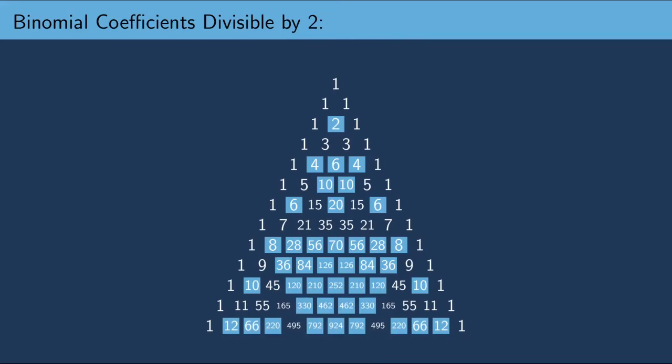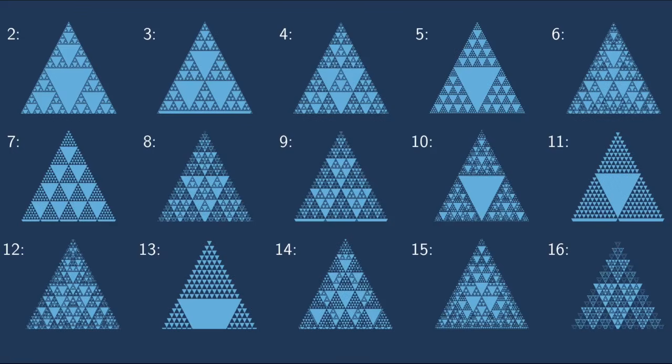Here I have the triangle of binomial coefficients, and I've highlighted those that are divisible by 2. And we can see a pattern start to form. This pattern is clearer when we plot more binomial coefficients. Here I've plotted up to row 500, and I've plotted various other divisibility patterns as well.